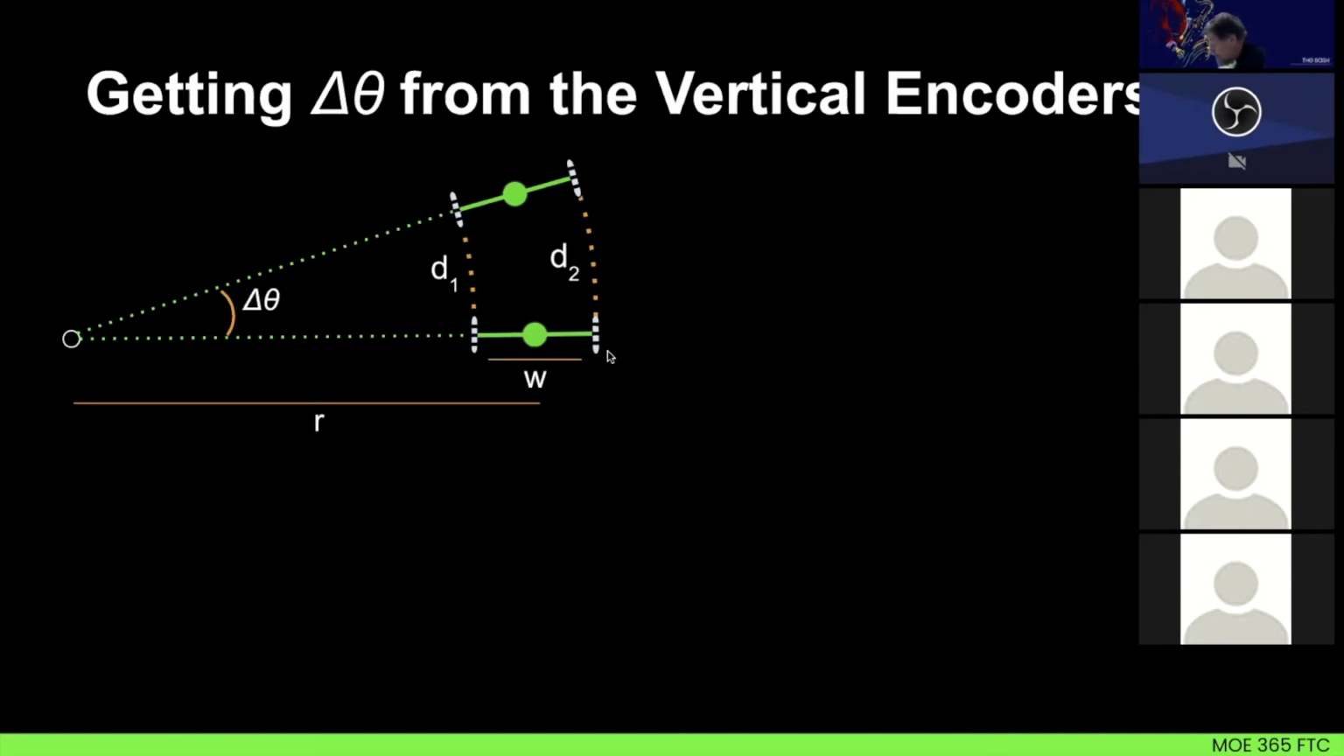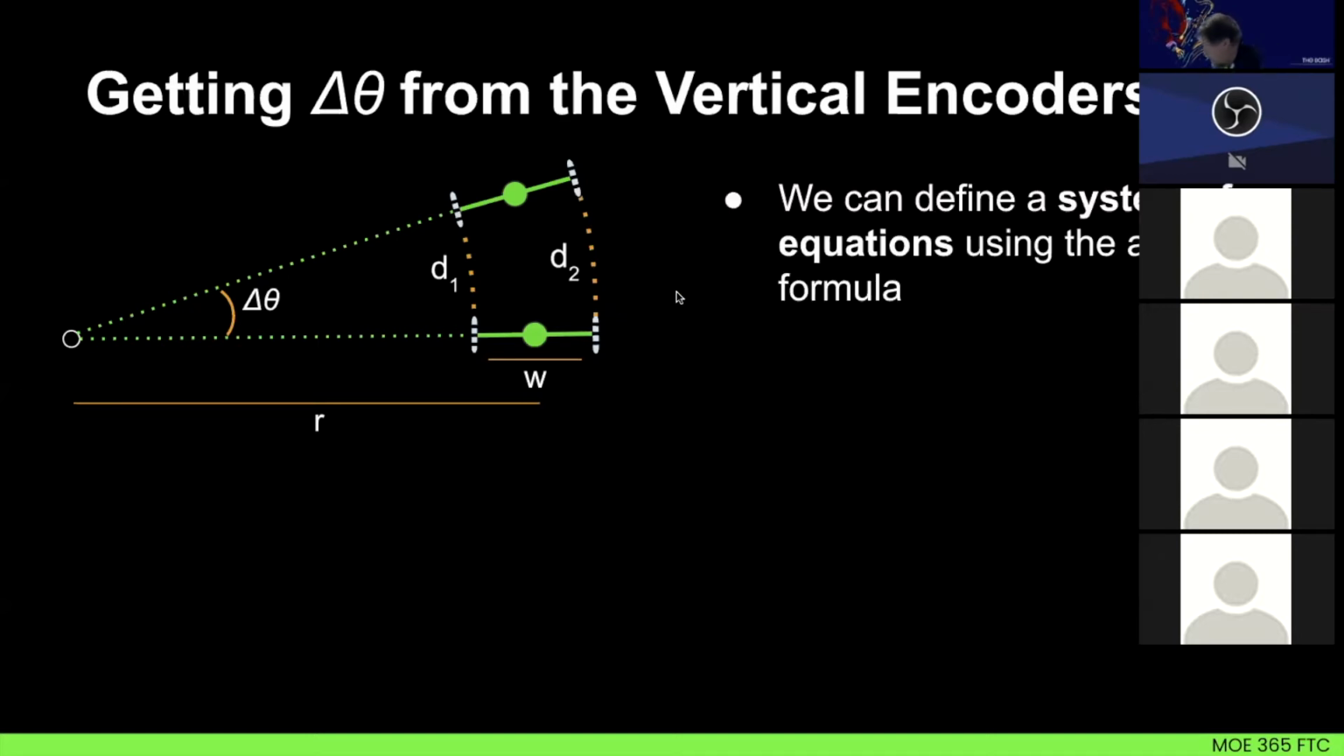You can see this arc that the robot forms here with D1 and D2. So now we want to ask, we know the quantities D1 and D2, which represent the distance that the left vertical encoder traveled and the right vertical encoder traveled. We know W, which is the width of the robot, and we want to figure out delta theta from those quantities.